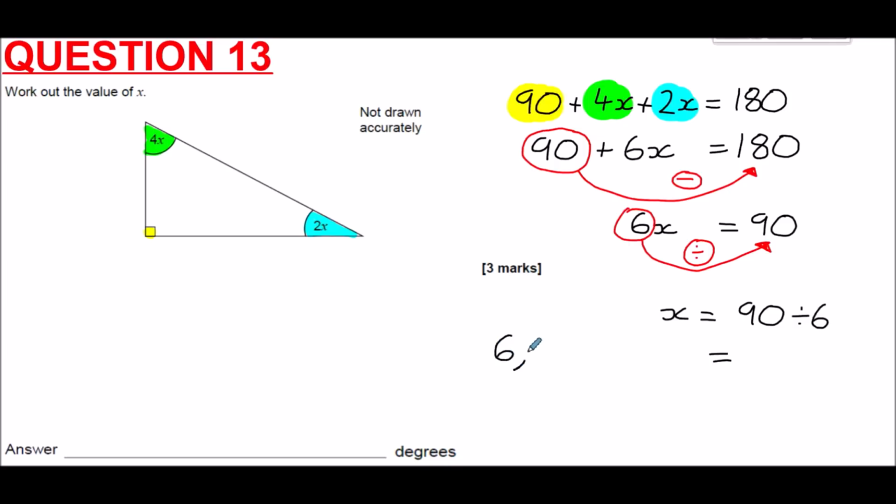So we can do this over here using the trusty bus stop method. How many 6's fit into 9 first of all? 6 can fit into 9 once. 1 6 is 6, which is still 3 off 9, so the remainder is 3. And then how many 6's fit into 30? That would be 15. So 90 divided by 6 is 15, and that's what x is equal to. So the value of x, 15 degrees.